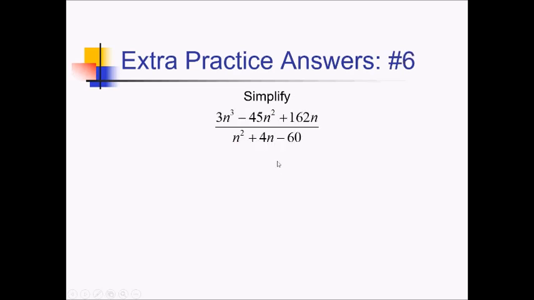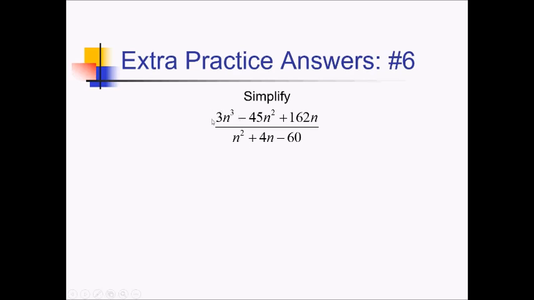For simplifying this problem, we're going to need to do a whole lot of factoring to start things off. Let me start with the numerator here. It looks like I can take out a common factor. These are all divisible by n, because they all have at least n to the first power. And also, it looks like 3. 3 goes into 3, obviously, and 45. And 162 also, because 162, those digits add up to 9, which is divisible by 3. That little divisibility by 3 trick, right? Every now and then comes in handy.